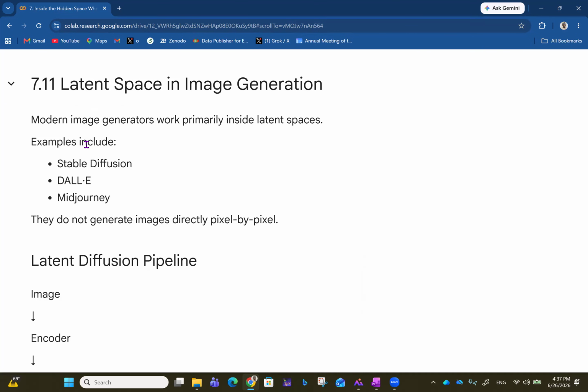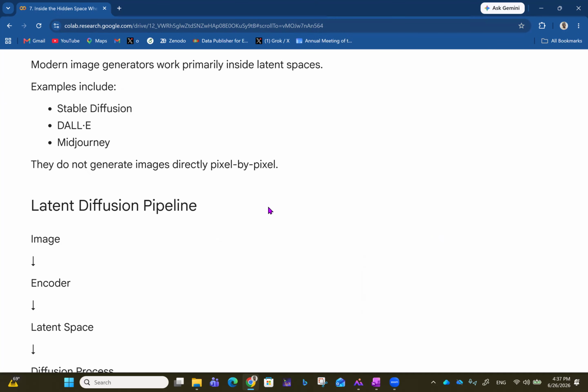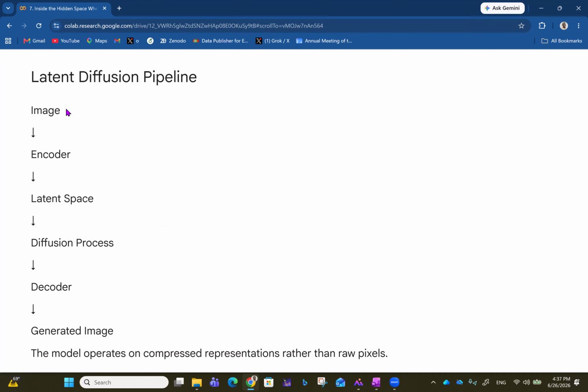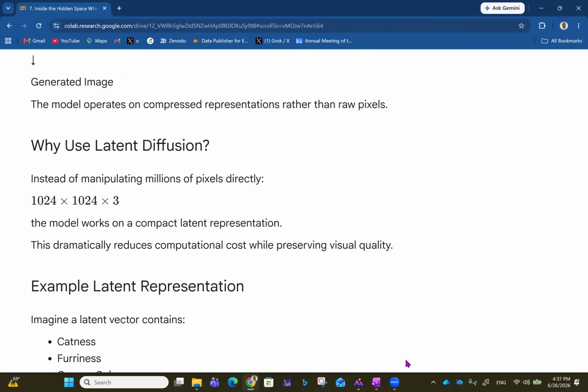So modern image generators work primarily inside latent spaces. Examples include Stable Diffusion, DALL-E, Midjourney. They do not generate images directly pixel by pixel, right? What they do is follow this pipeline. You put in your image, and the image is encoded into numbers, because the computer doesn't understand images, just the numbers the images represent. It is stored in latent space, then there is a diffusion process, and then that is decoded, and we have an image generated for you. So the model operates on compressed representations rather than raw pixels.